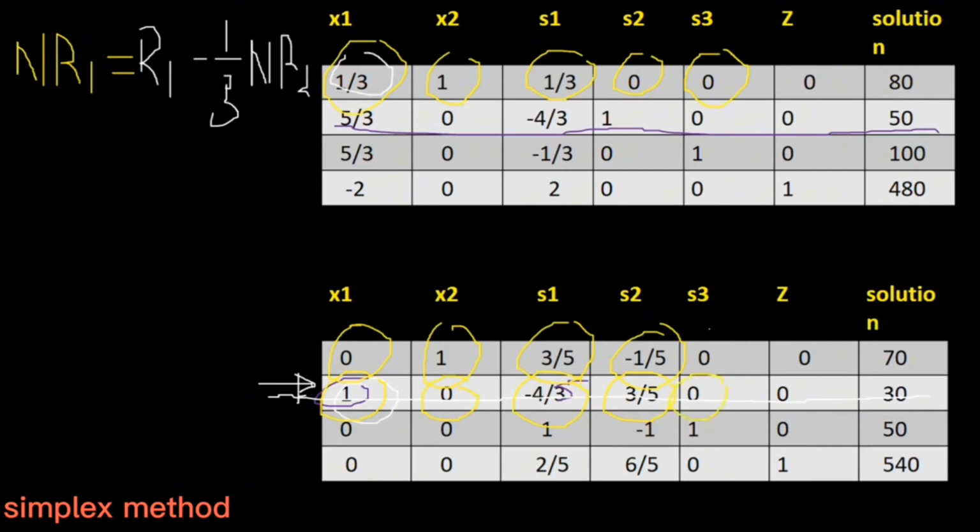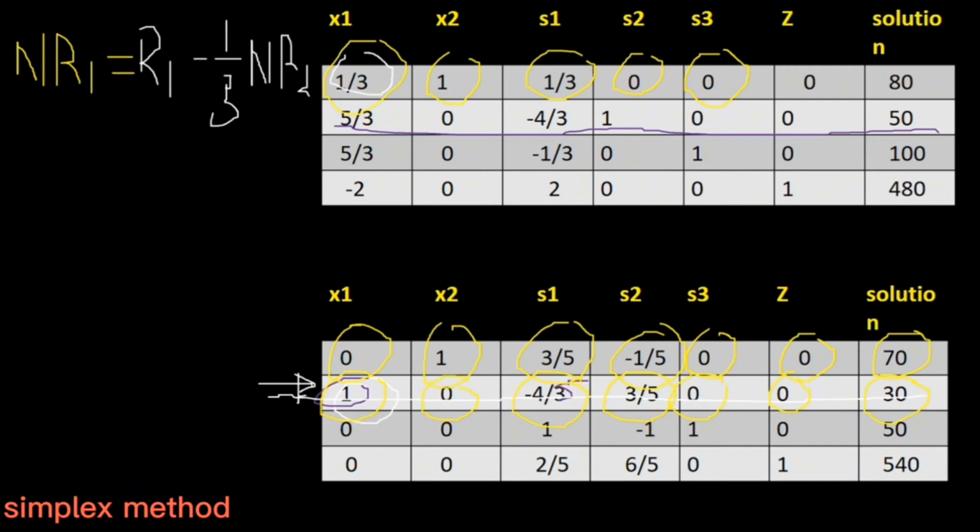We take down this 0 minus 1/3 of 0. We are going to have 0. And this one, 0 minus 1/3 of 0, we are going to have 0. And this other element is 100 minus 1/3 of 30, we are going to have 70. Okay.